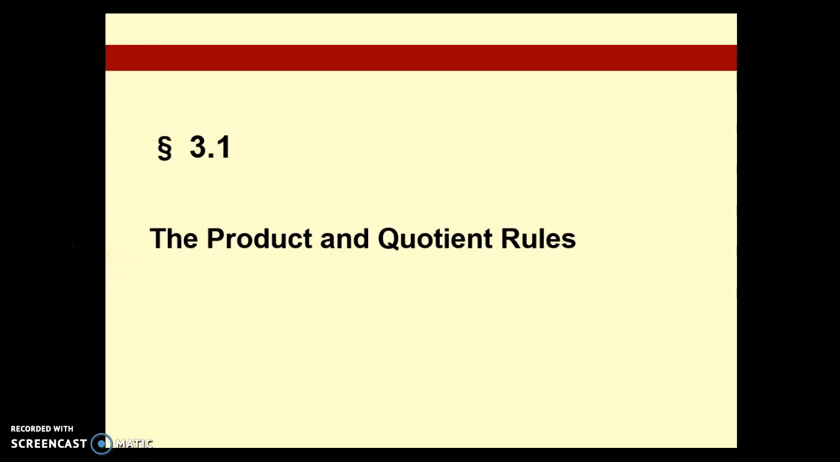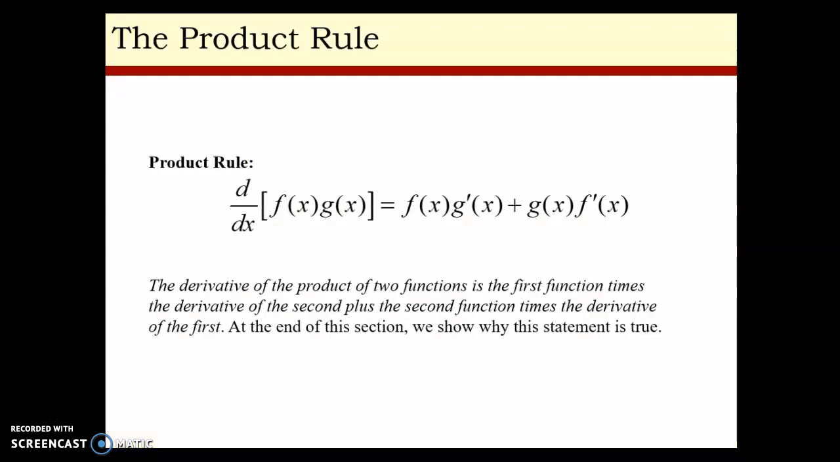Welcome everyone. We're going to look at the product and quotient rules, and we're going to separate this up in two separate lectures. So we're going to look at the product rule first. In the product rule, we're looking at this function right here. And the derivative of the product of two functions is the first function times the derivative of the second plus the second function times the derivative of the first.